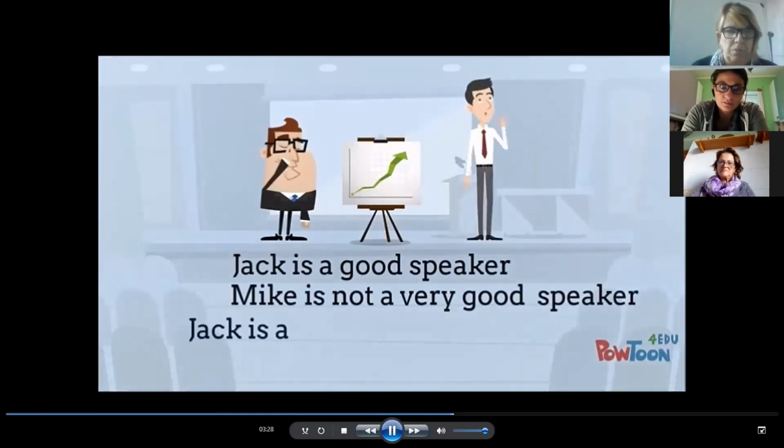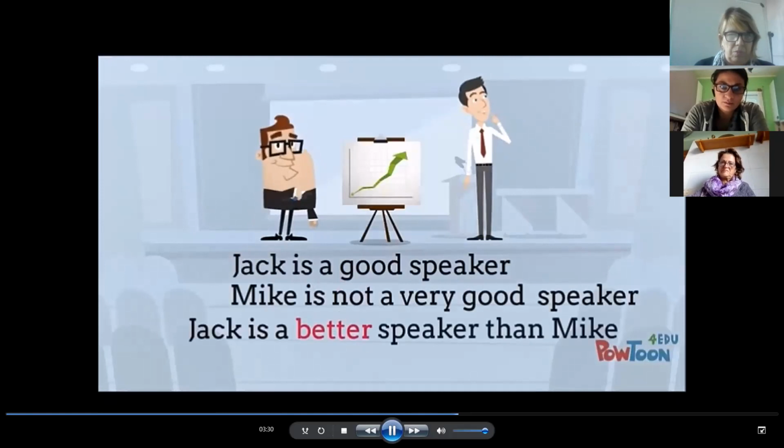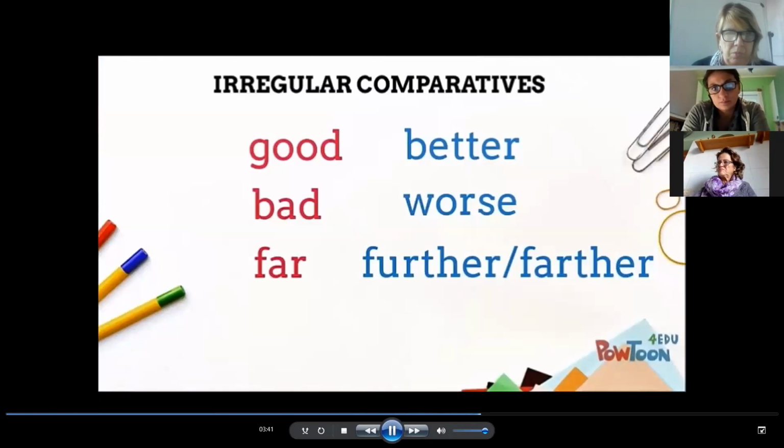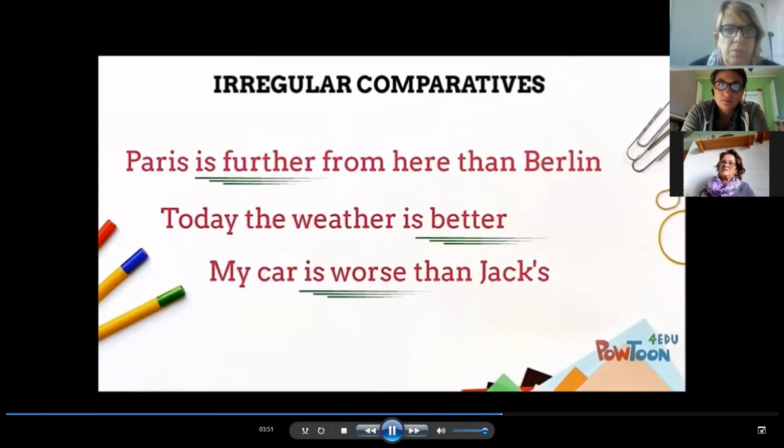Jack is a good speaker. Mike is not a very good speaker. Jack is a better speaker than Mike. Some adjectives have irregular forms. Good, better. Bad, worse. Far, further, or farther. For example, Paris is further from here than Berlin. Today the weather is better. My car is worse than Jack's.